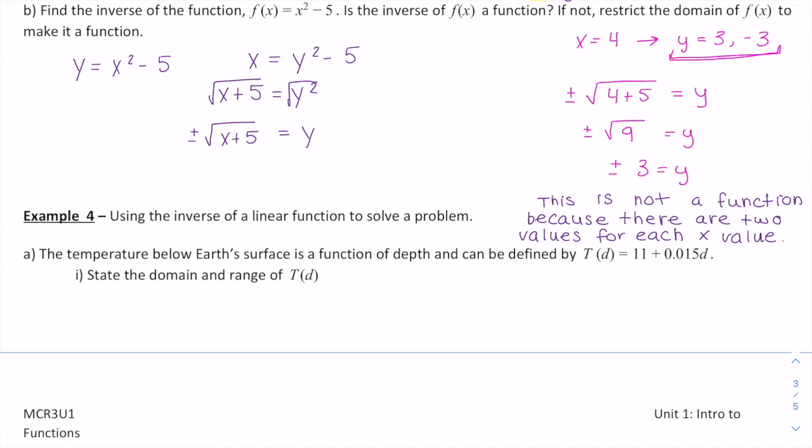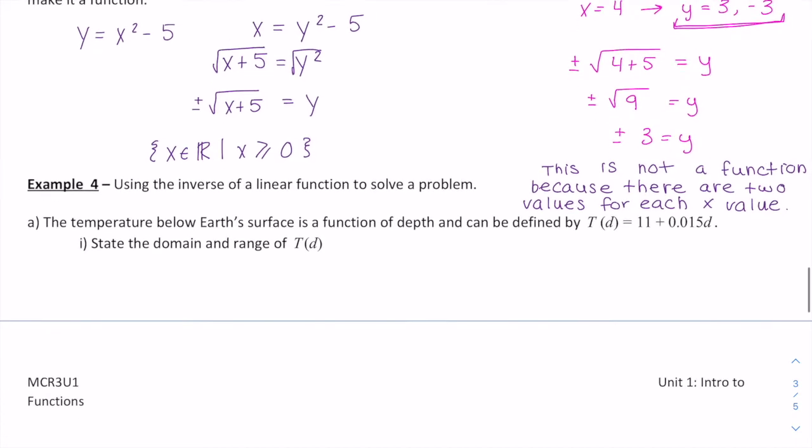Now, the next thing is, if it's not a function, we want to restrict the domain of f at x to make it a function. If I think about it and I have all of my x values, what I can do is just take the positive ones. x is bigger than or equal to 0. That way, I will just get rid of the negative ones and just have the positive ones.